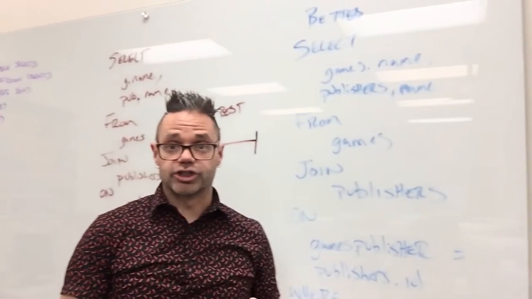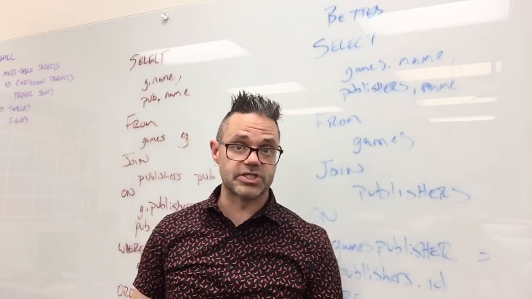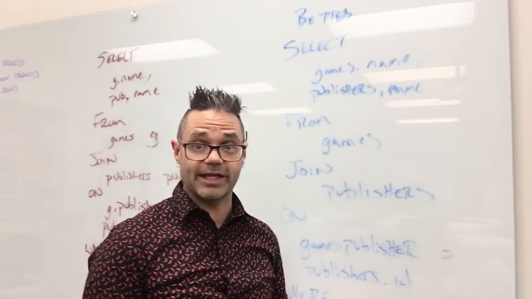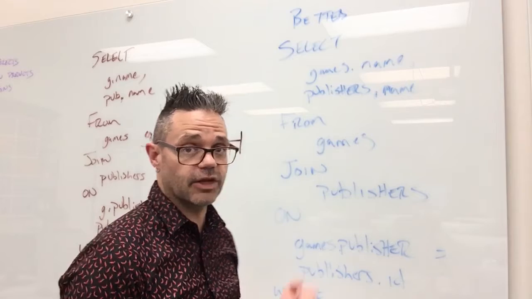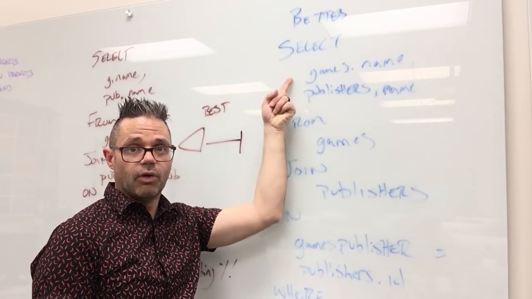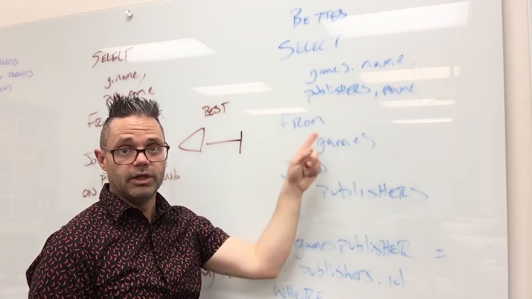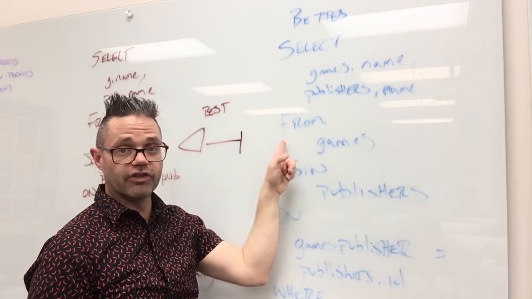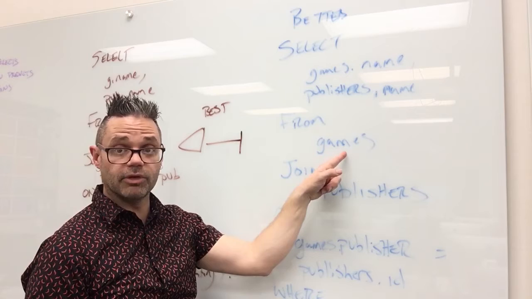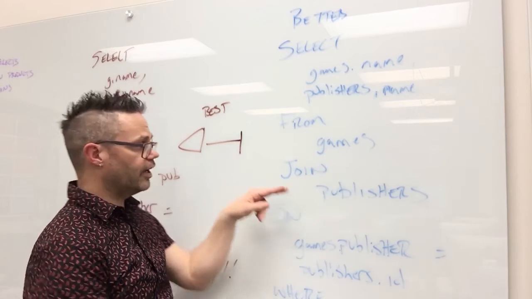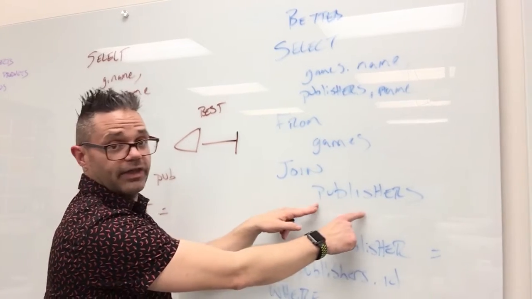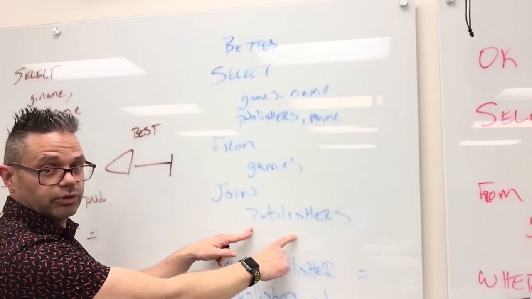For the better version of a multi-table select, we use the standard ANSI join sequence. We can see that right here with our select statement. We have the reference games.name again, and publishers.name as well. Same basic selection I'm doing. On the from, I only have one table listed, the games table. Then I use the join clause, and I join that to the other table I'm working with, in this case, publishers.